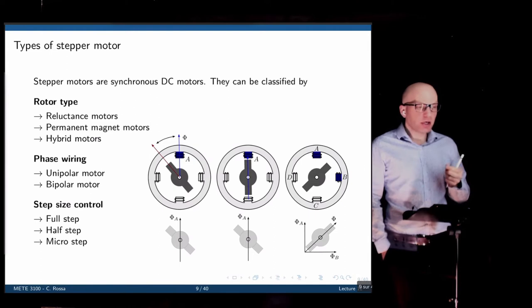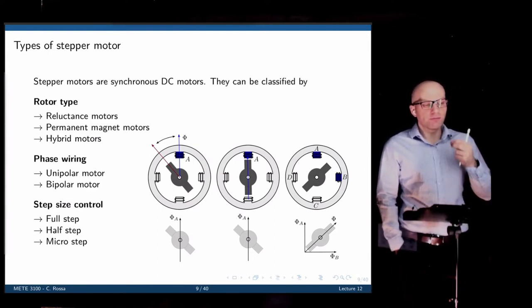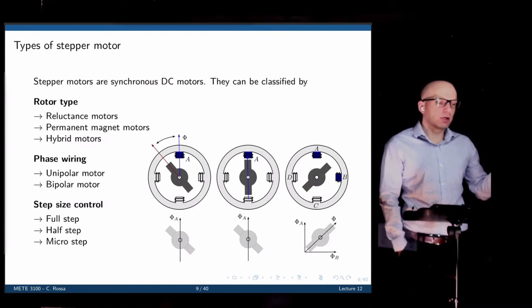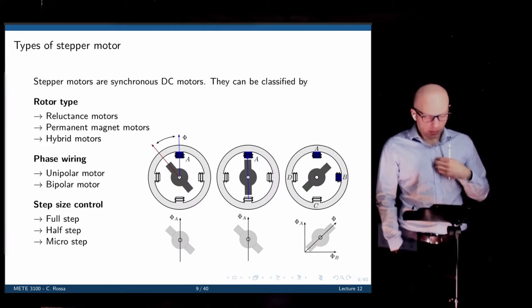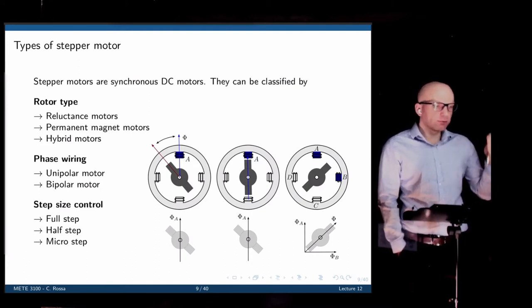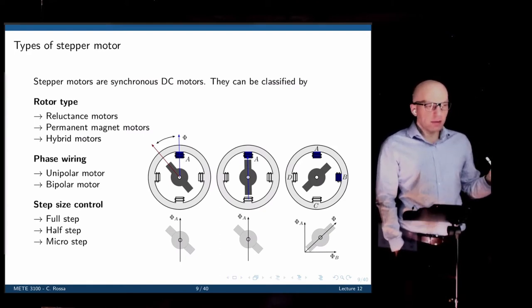So stepper motors are synchronous DC motors. They are called synchronous DC motors because they follow the direction of the magnetic flux in the stator. It's up to us to control the direction and position of the magnetic flux, and the rotor will always follow that. And that's why it's called a synchronous machine. There are many types of stepper motors.